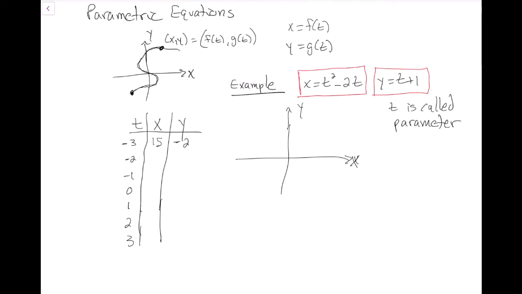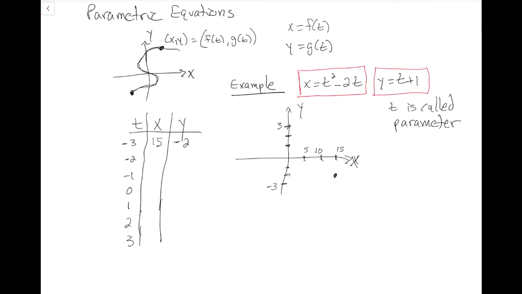So let me say here's 5, 10, and 15 on my x-axis. And let's say here's -1, -2, -3 on my y-axis. And again, I'm just being a little non-precise. So x would be 15 and the y would be -2. So my point would be there. And then I would continue this process.